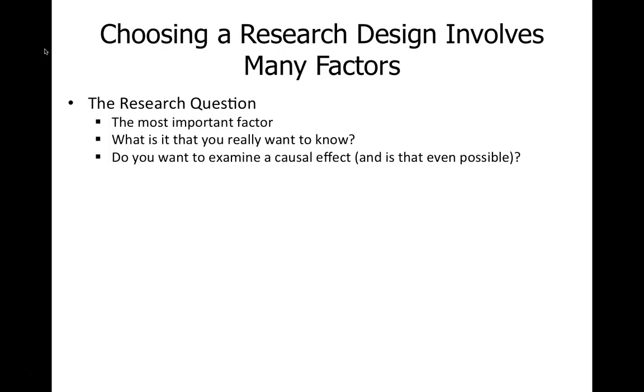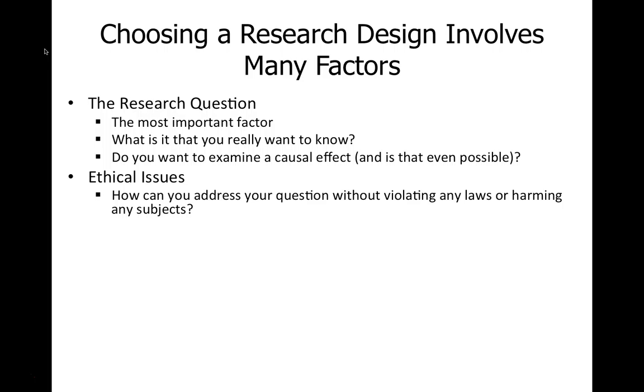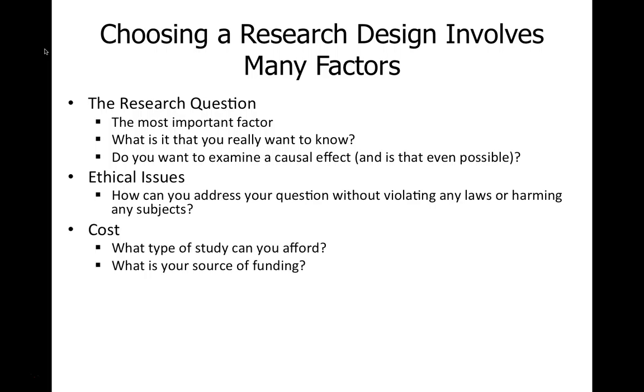I say this all the time about analyses, about methods, but choosing a research design involves many factors, one of the most important of which is your research question. All of this should always be coming back to your research question, your methods, your design, instrumentation, etc. Figuring out what it is you really want to know, determining if you want to examine a causal effect and if that's possible. Obviously, ethical issues are a big factor in research design. How can you address your question without violating any laws, harming any subjects, going to jail, etc.